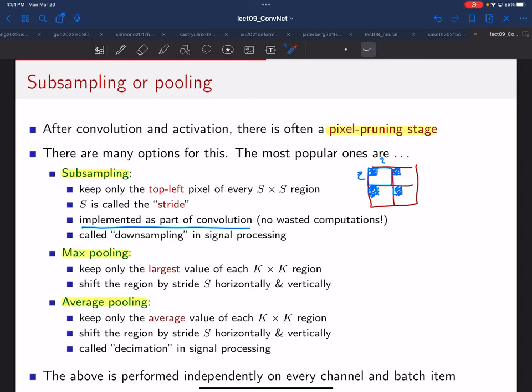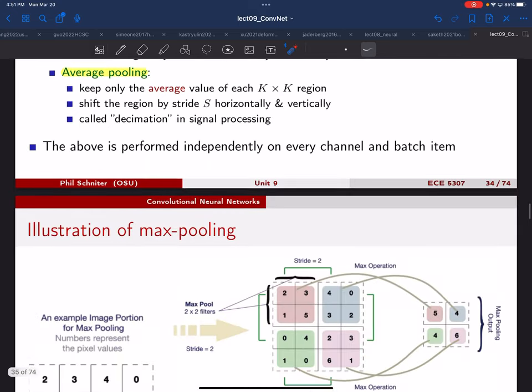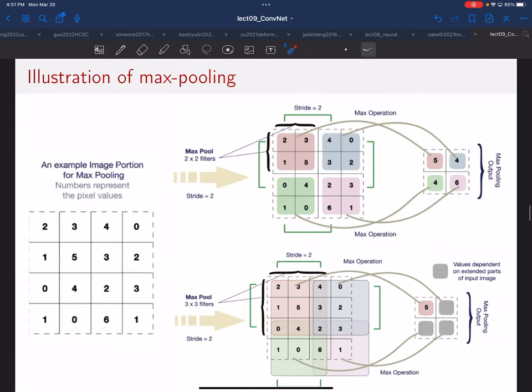Now, with both max and average pooling, you actually can decouple how much you shift, which is the stride, from the size of the region that you do the max or the averaging over. So I'll show you an example here. On the top, this would be when you have k equals 2. K is the size of the window. Here k equals 3. And the shift, or the stride, is 2 in both cases.